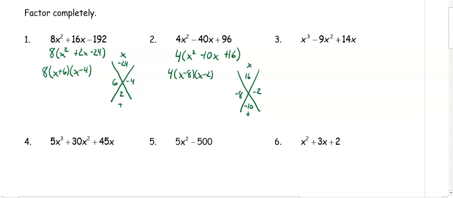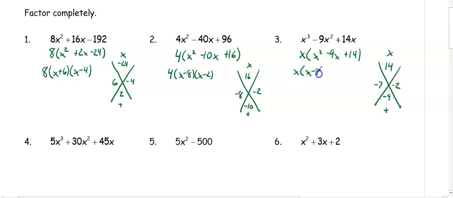In number 3, we have x cubed minus 9x squared plus 14x. So each term has at least one x, so that's going to be our GCF. And we're left with x squared minus 9x plus 14. So we need two numbers that multiply to 14 and add to negative 9. So both numbers need to be negative. We would have negative 7 and negative 2. x times x minus 7 times x minus 2.